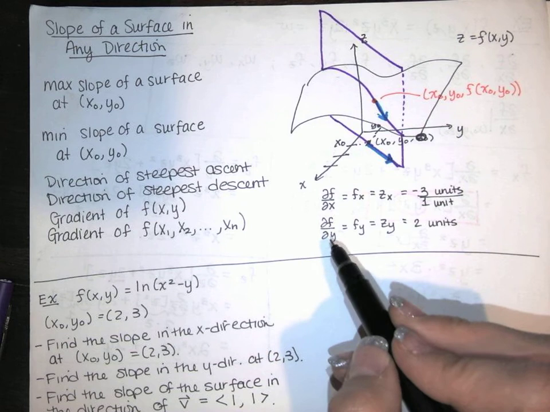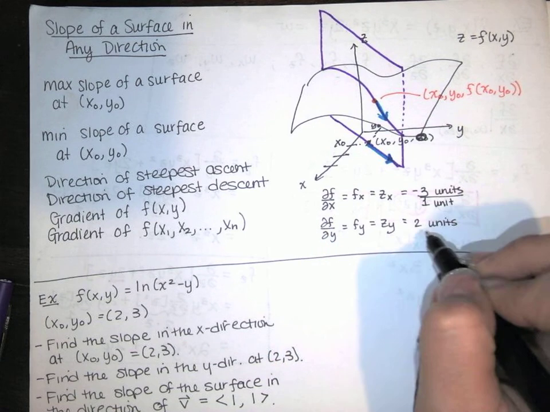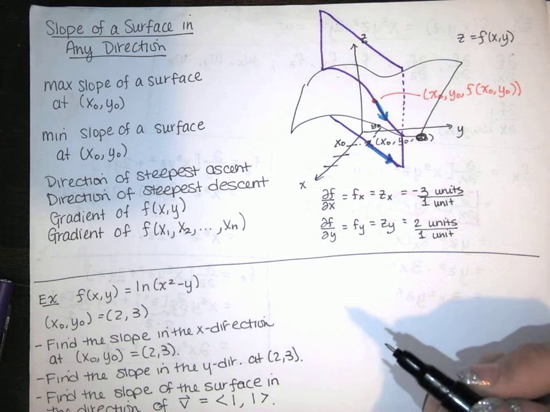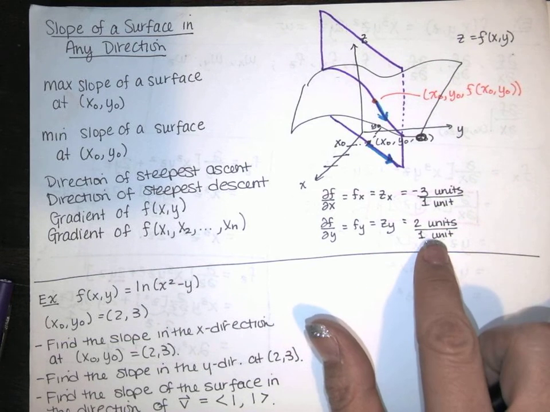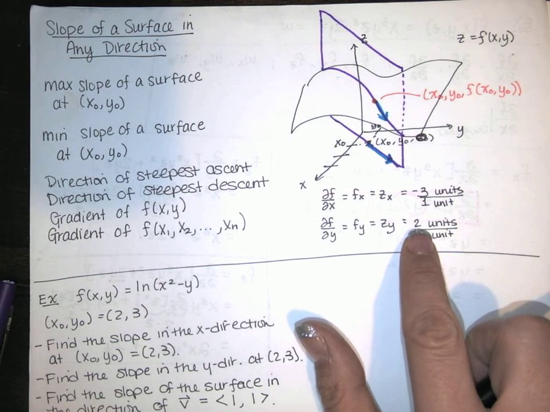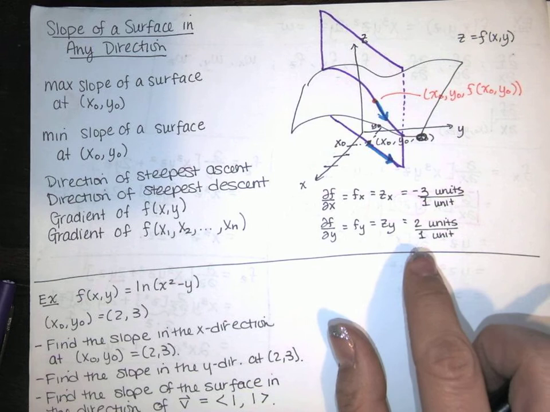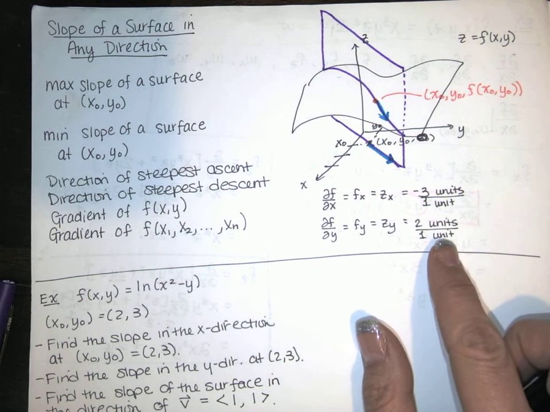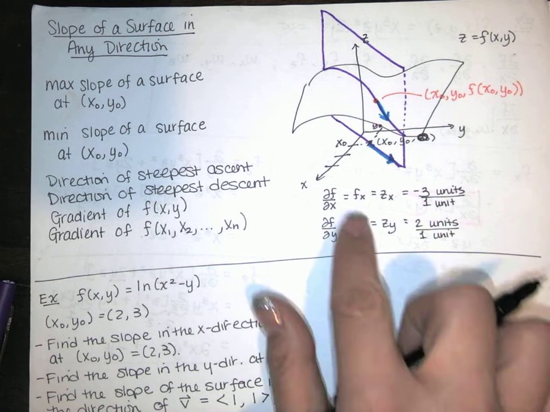This says, as y changes by 1 unit, z goes up by 2 units. For every 1 unit change in y, z is going up by 2. But that's at an instant. In the next instant, as y changes by a little bit, the slope is probably going to be different. That's okay. But that's what these are.